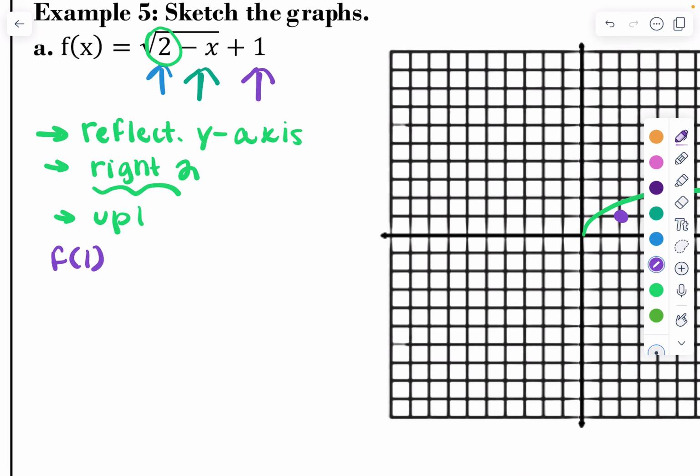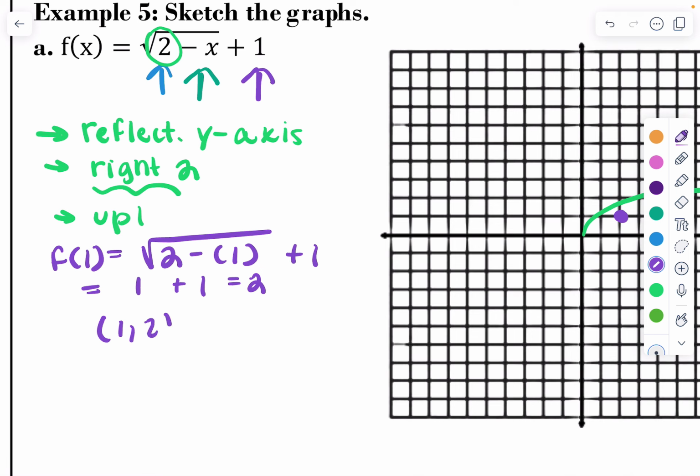f of 1 equals the square root of 2 minus x, or aka, we're plugging in a 1, 2 minus 1, and then add 1. So 2 minus 1 is 1. The square root of 1 is 1. So 1 plus 1 equals 2. So that means the first coordinate we can graph is at 1, 2. So we go over to 1, and we go up 2: 1, 2.